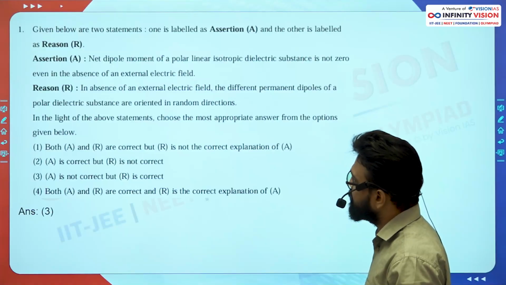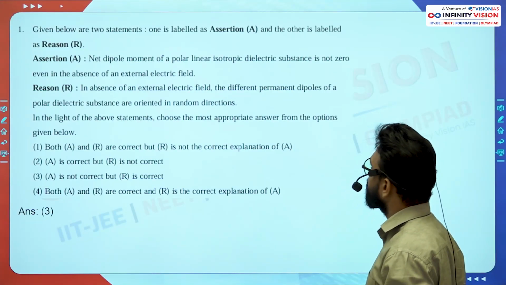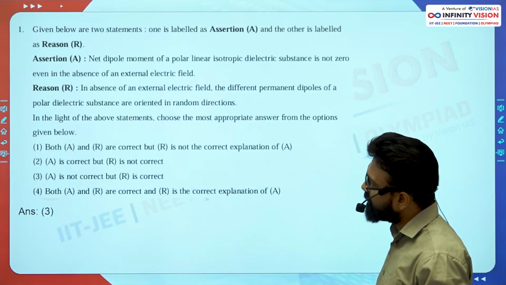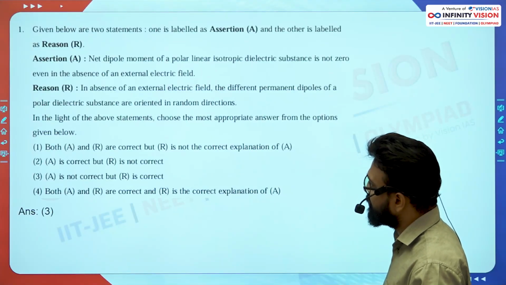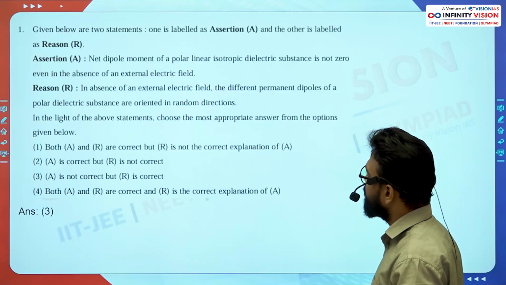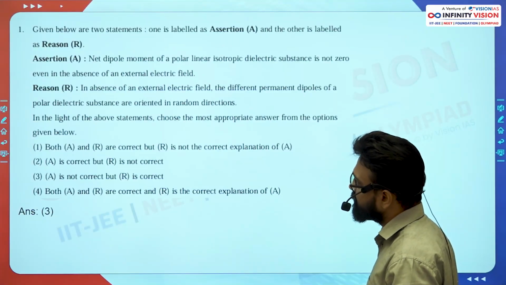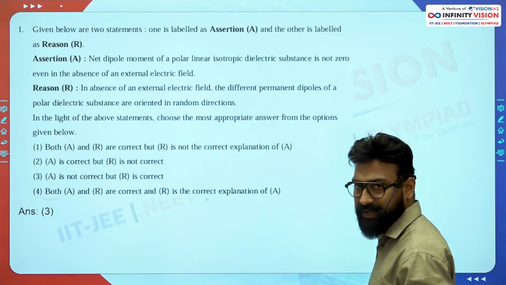It says, net dipole moment of a polar linear isotropic dielectric substance is not zero even in the absence of electric field. And the reason says, in absence of an external electric field, the different permanent dipoles of the polar dielectric substance are oriented in the random direction.